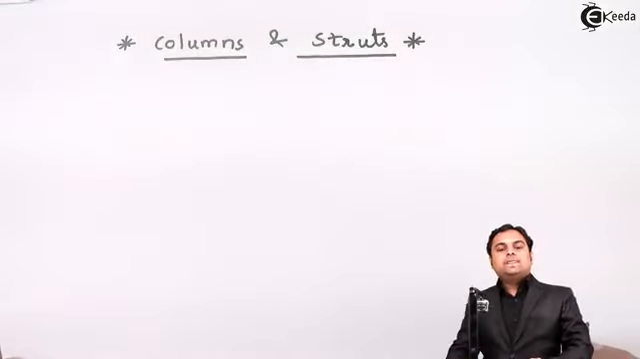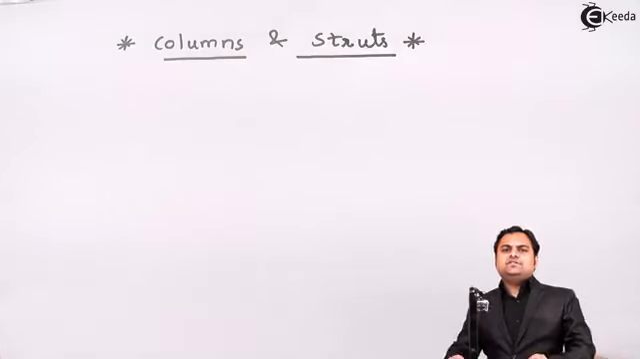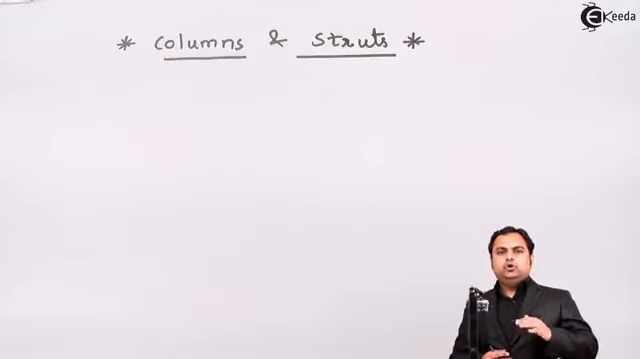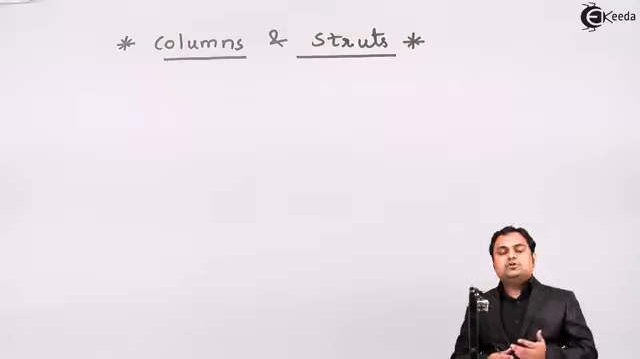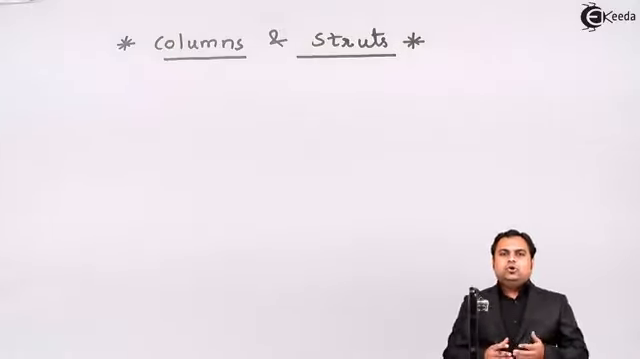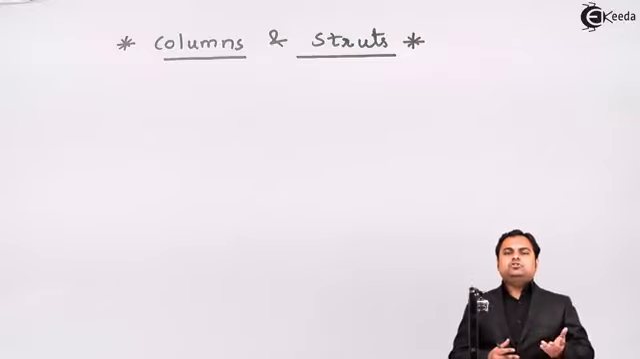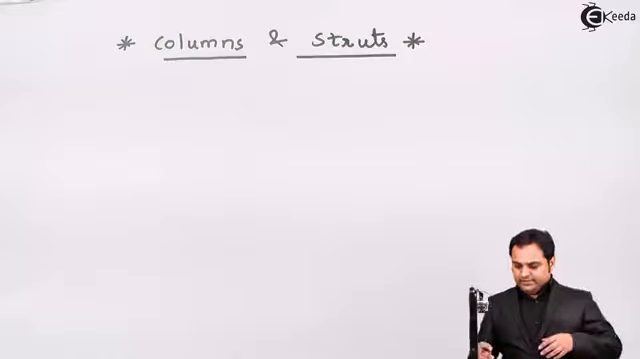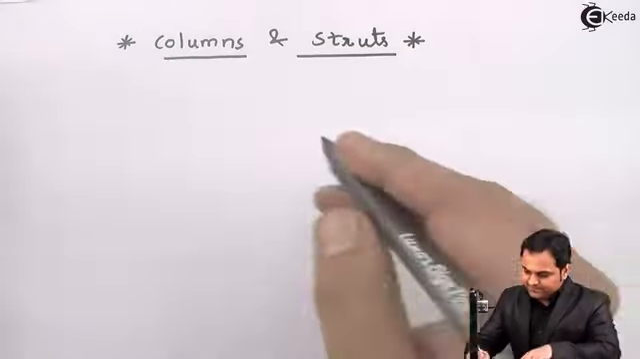Columns and struts. Basically, when we talk about a column, it is a vertical member which is used in structures for supporting the horizontal load over it, or we can say the horizontal structures. For example, a column is like a pillar which supports the horizontal member, for example a beam. So here I'll explain it in the form of a diagram.